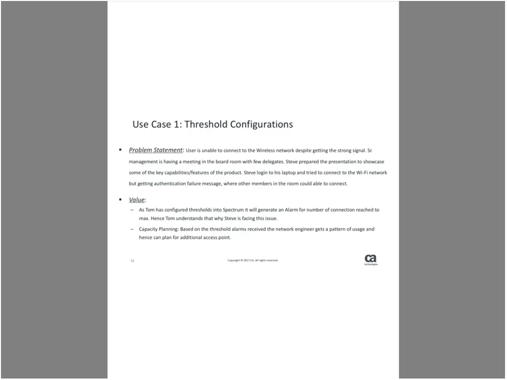Based on that pattern, you can determine that this conference room actually needs one more access point, because it hosts so many users and this access point will not be able to handle them, so you have to deploy one more access point there. The point I'm trying to make is that these threshold configurations also help you determine those patterns. So when you get those threshold alarms, you can decide on capacity planning of your access point deployment on your floors, in your buildings, and in your conference rooms.